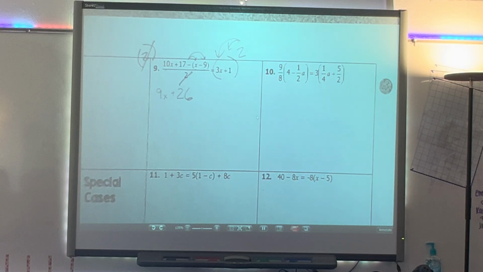I know in Algebra 1, we showed every single step. In Algebra 2, a lot of times I'm going to combine steps. Are y'all comfortable so far?